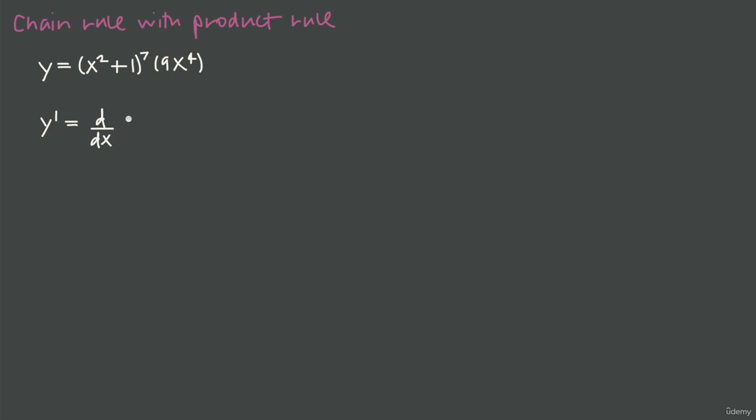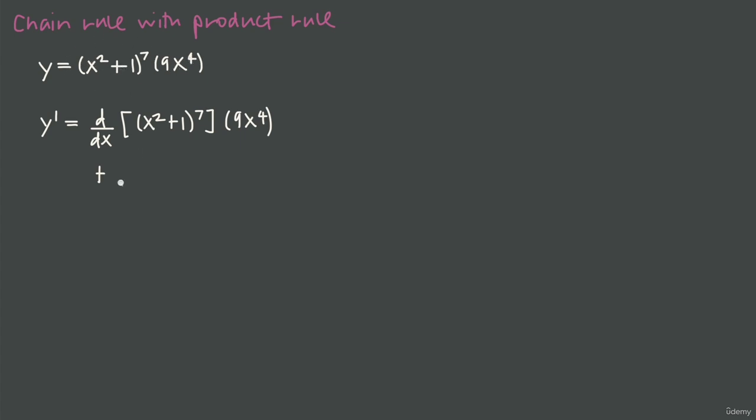So we're going to say that we need the derivative of this x squared plus 1 to the 7th power. So we're applying our product rule formula. We're going to need the derivative of this. Then we're going to leave the 9x to the 4th completely alone. And then we need to add to that the opposite situation according to product rule. This time we leave the x squared plus 1 to the 7th power. We leave that alone and we differentiate 9x to the 4th.